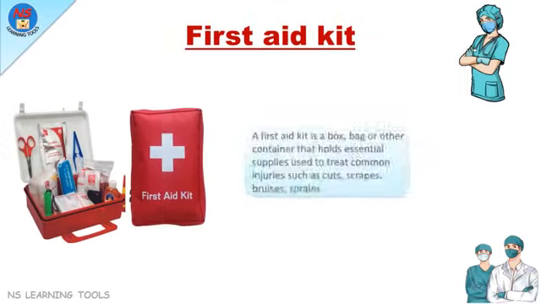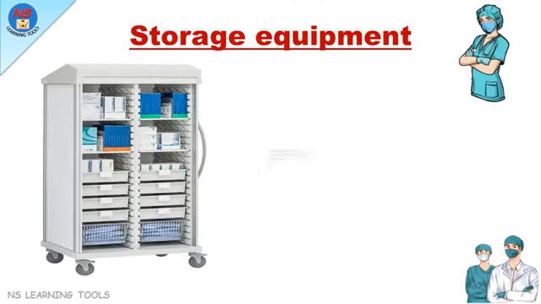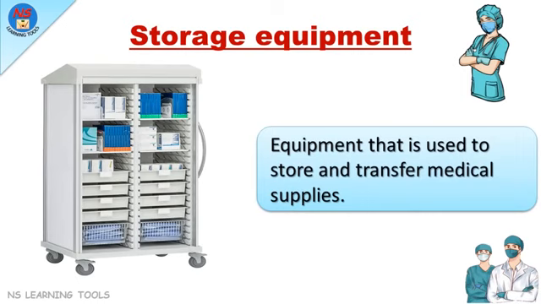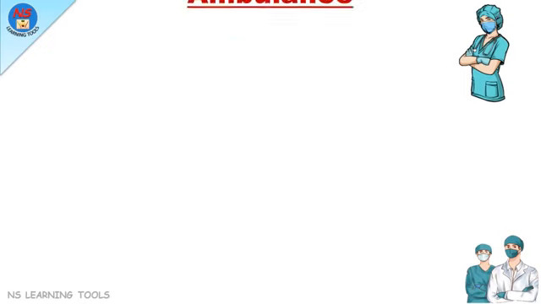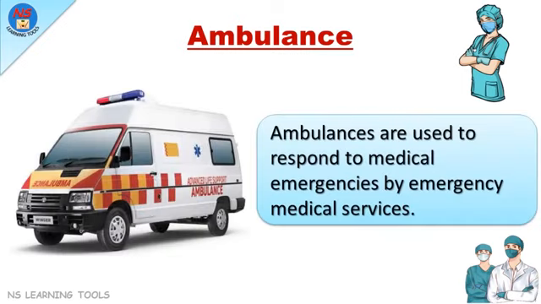First aid kit. A first aid kit is a box, bag, or other container that holds essential supplies used to treat common injuries, such as cuts, scrapes, bruises, sprains. Storage equipment. Equipment that is used to store and transfer medical supplies. Ambulance. Ambulances are used to respond to medical emergencies by emergency medical services.